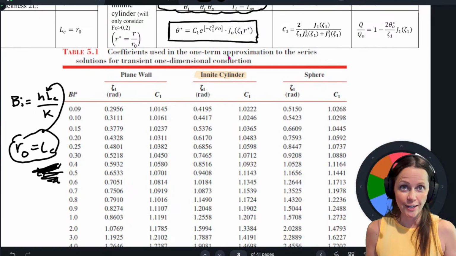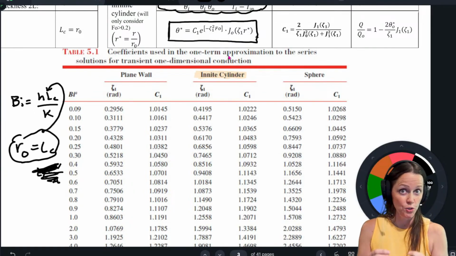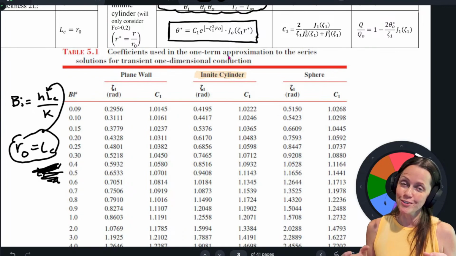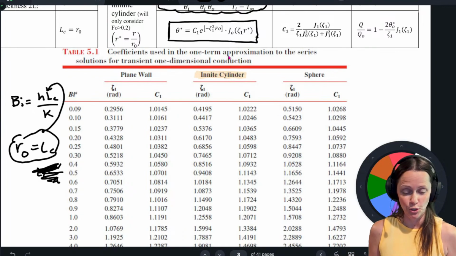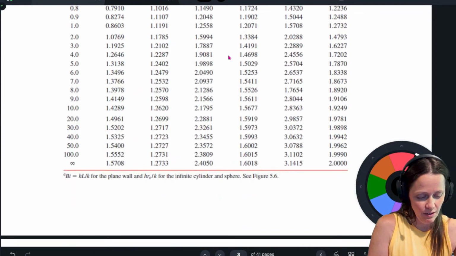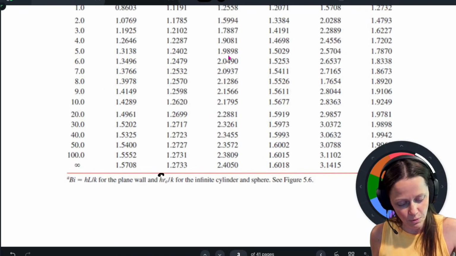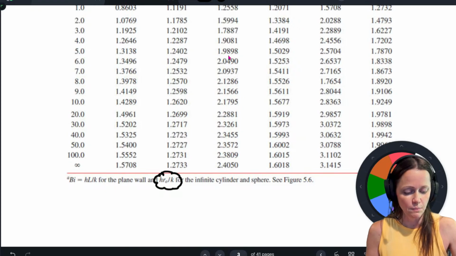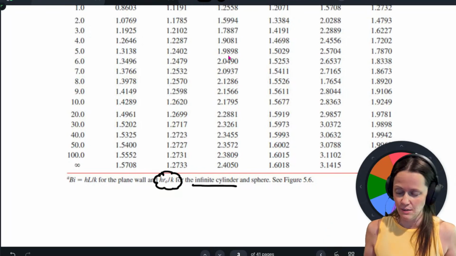So if you've already decided to use R naught because you want to be conservative in deciding whether or not the lumped capacitance method is valid, you are already one step ahead of the game because that's what you're supposed to use to calculate the Biot number for this table. And if you forget, it's actually on here, so you don't even have to remember. It's right there. So your Biot number is h R naught over k for, again, infinite cylinder. It just means it's a long cylinder. That's all.